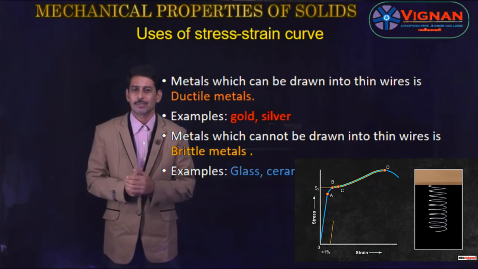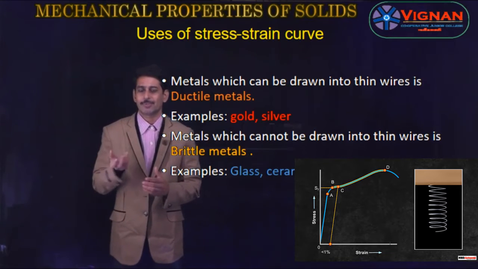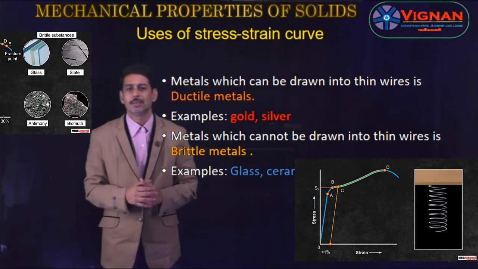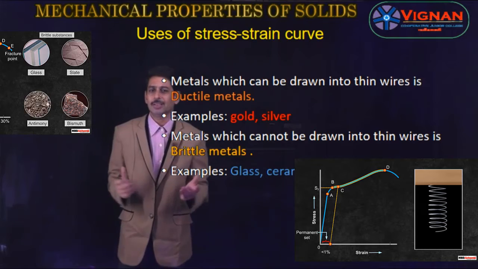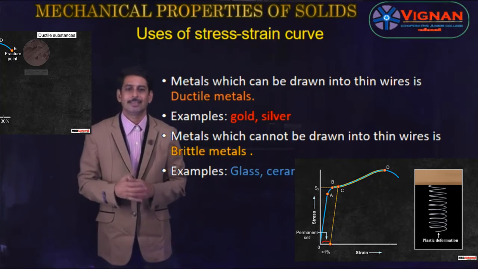So these are the uses. Metals which can be drawn into thin wires are called ductile metals. Examples of ductile metals are gold and silver. Whereas the metal which cannot be drawn into thin wires is called a brittle metal. The examples are glass and ceramic.